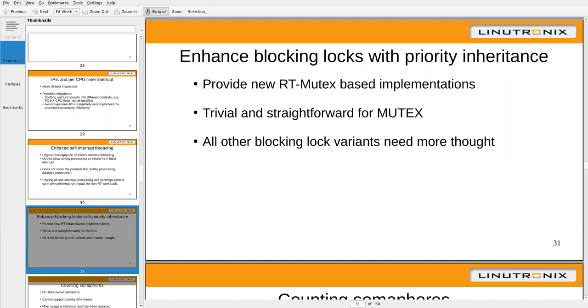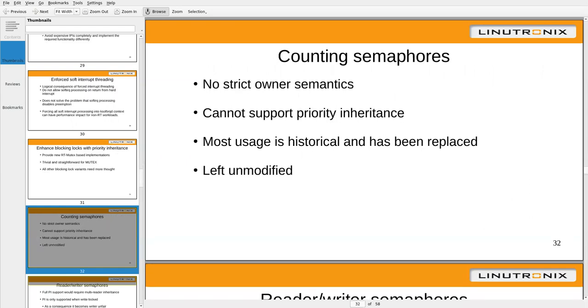And so that's trivial and straightforward for a mutex, because a mutex has basically the same semantics as RT mutexes. Mutexes are strictly single owner, and the owner has to unlock. The locker has to unlock. So nothing else can unlock these than the owner. All other blocking lock variants are not that trivial. So we look at them later.